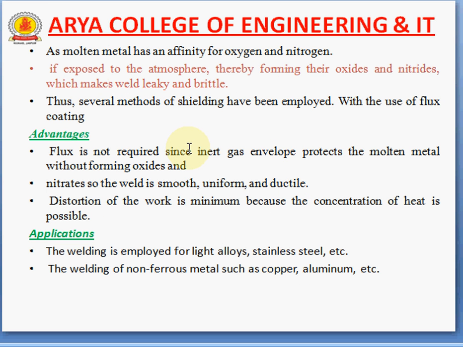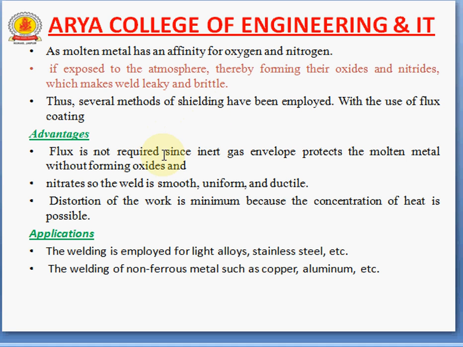A molten metal has an affinity for oxygen and nitrogen if exposed to the atmosphere, thereby forming oxides and nitrides, which make the weld leaky and brittle. Thus several methods of shielding can be employed, with the use of flux coating. So there is one more benefit of this type of welding.